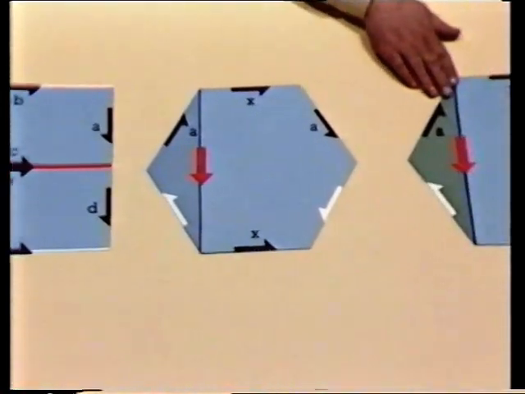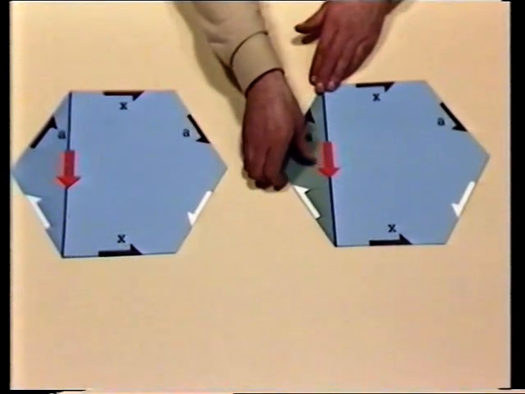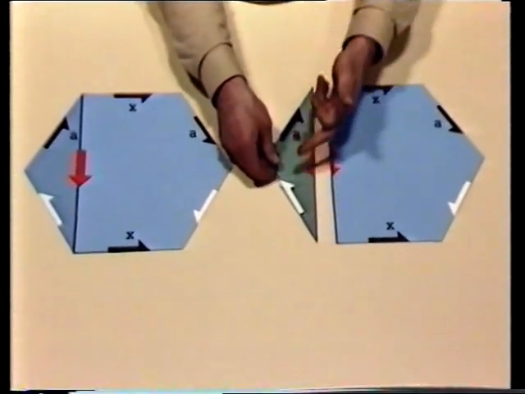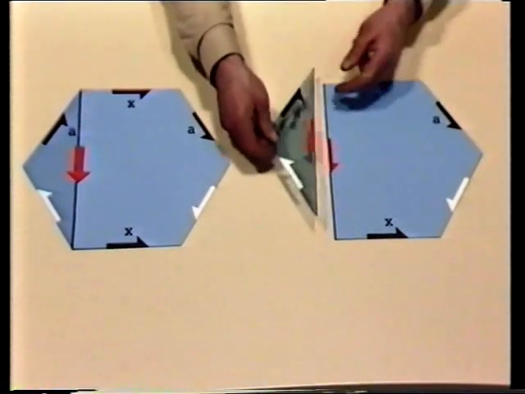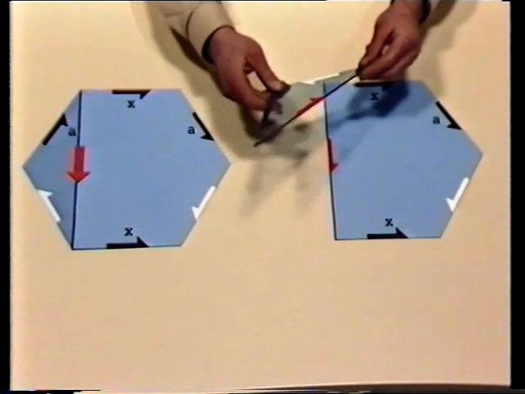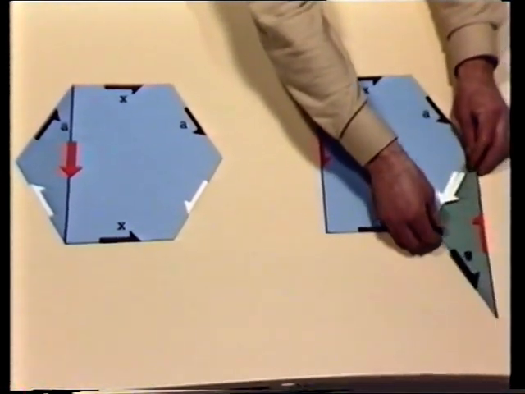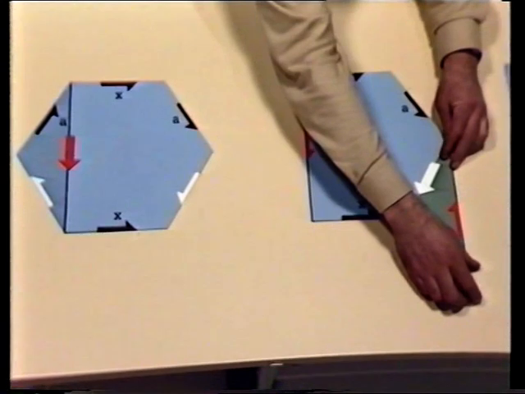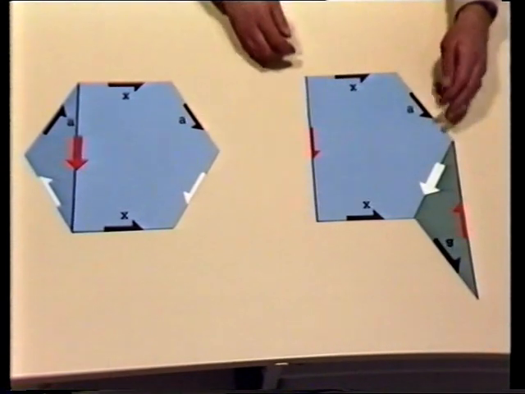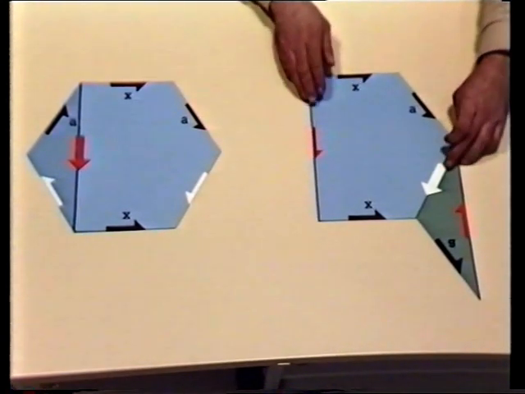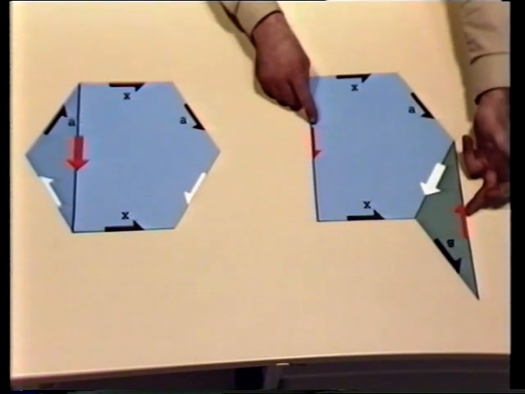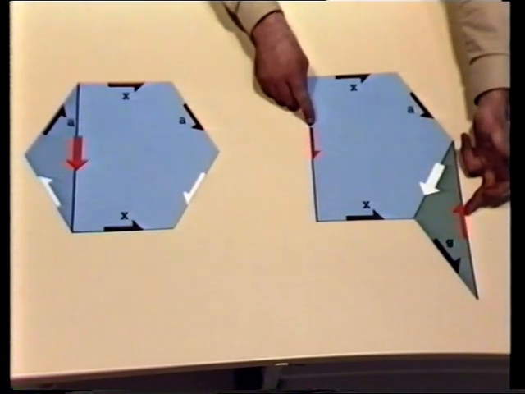So here's the hexagon in two pieces, and in order to glue the two white arrows together, I'm going to have to turn the triangle upside down. So I've joined the white edges together, but I've created a new pair of identified edges, the red arrowed pairs.